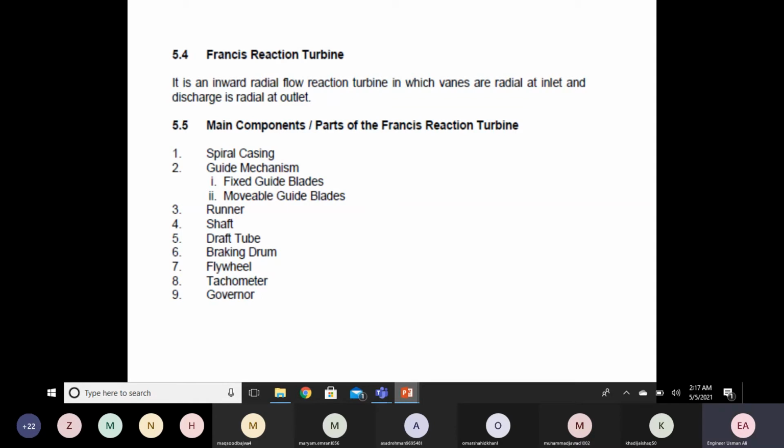The main components or parts of Francis reaction turbine in the laboratory, especially, we have the spiral casing, guide mechanism including the fixed guide blades and the movable guide blades, runner, shaft, draft tube, braking drum, flywheel, tachometer, and the governor. Governor is actually the component in the field. It is not in the laboratory. In the laboratory, we have some other system, the handle system to control the movement of the movable guide blades. But in the field, we have the governor to automatically, mechanically control the speed of the turbine by controlling the movement of the movable guide blades.